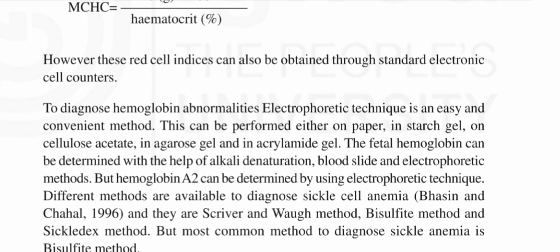To diagnose hemoglobin abnormalities, electrophoretic technique is an easy and convenient method. This can be performed either on paper, in starch gel, on cellulose acetate, in agarose gel, and acrylamide gel. The fetal hemoglobin can be determined with the help of alkali denaturation, blood slide, and electrophoretic methods. But hemoglobin A2 can be determined by using electrophoretic technique.